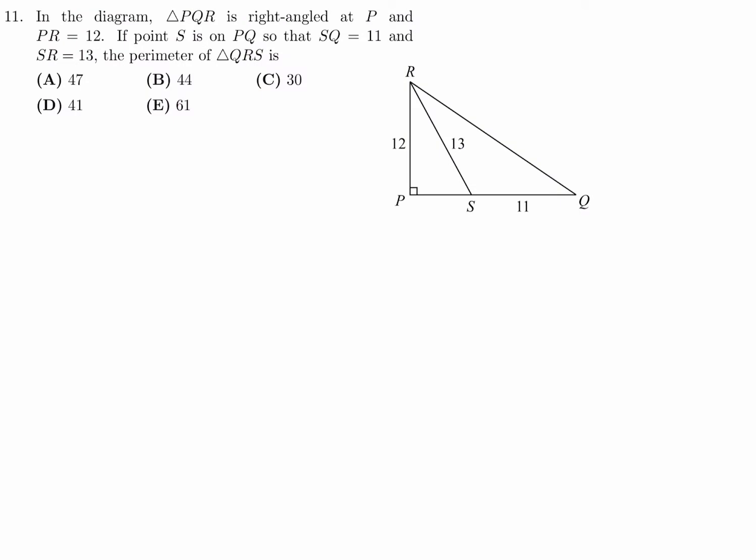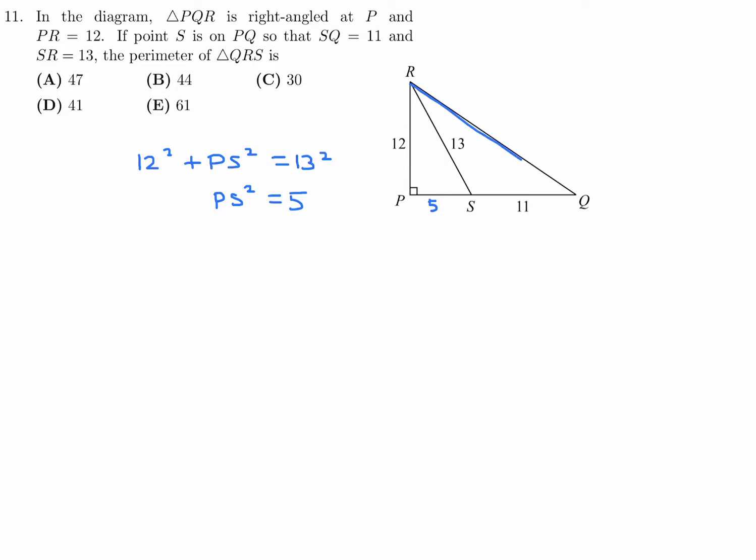In the diagram, PQR is right angled at P and PR is 12. If S is on PQ, so that SQ is 11 and SR is 13, the perimeter of QRS is. All right, well, we're going to have to figure out a few distances. First one is PS. We can figure that out easily with Pythagoras. 12 squared plus PS squared is 13 squared. And that means PS squared will be 25, so PS is 5. And I'll let you do the math. So put 5 right here.